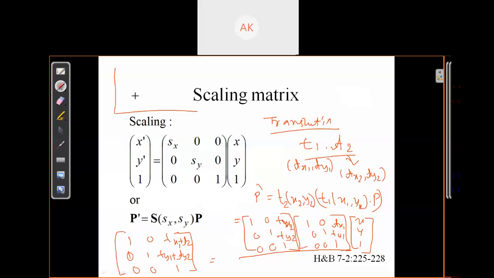Suppose this is your point, and you want to translate it from here to this position by Tx, then to this position by the translation T2. So you are translating this object in one single shot. There's no need to go through the intermediate point; you can directly jump from this point to this point.